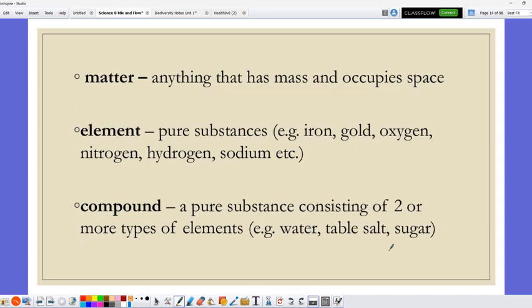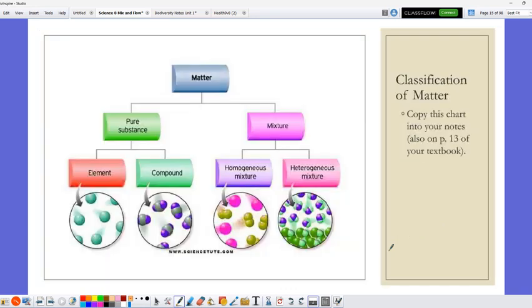Elements are pure substances. You get them from the periodic table. So iron, gold, oxygen, nitrogen, hydrogen, sodium. There's like 117 or so elements. And then a compound is a pure substance consisting of two or more different types of elements. So like water is H2O, table salt is NaCl, sugar is C6H12O6. So it's got different elements, but they're bonded together. They're not mixed. And then we went through how to classify matter.